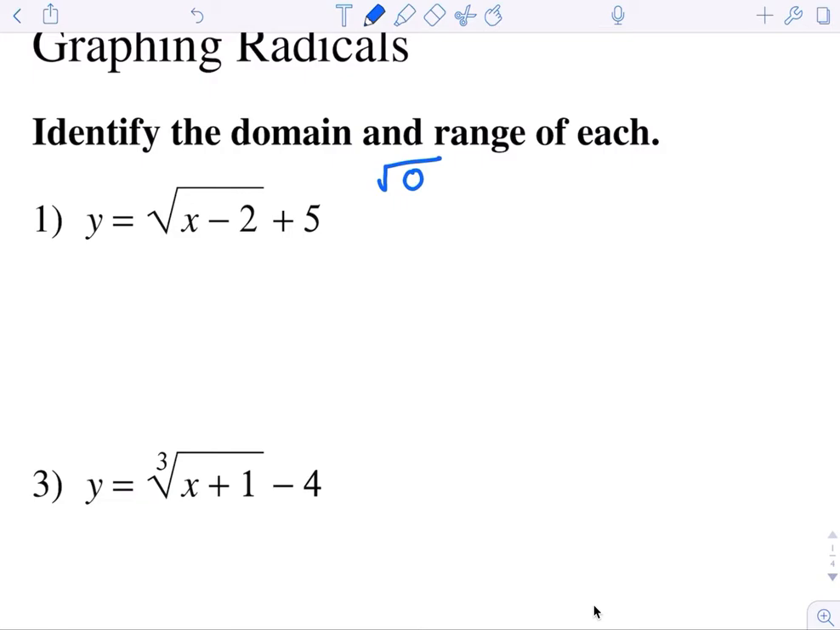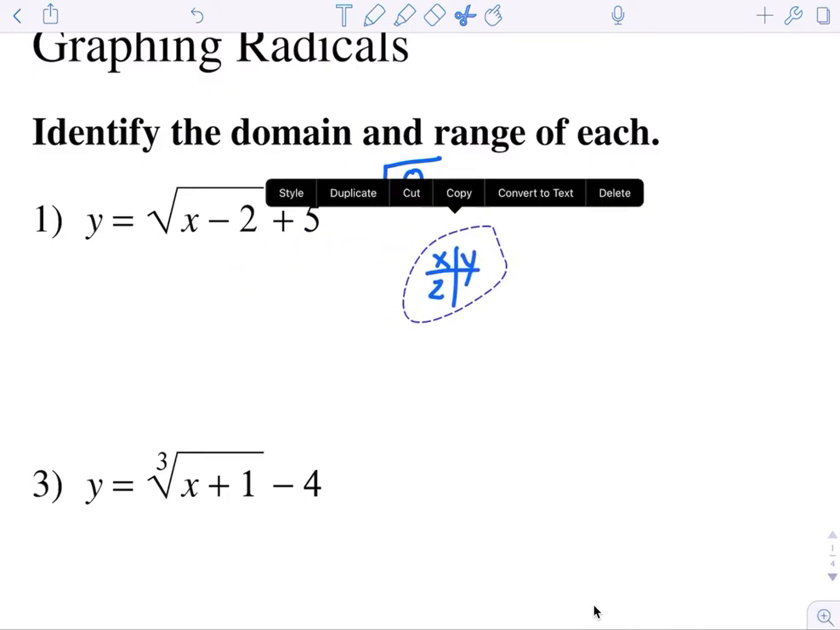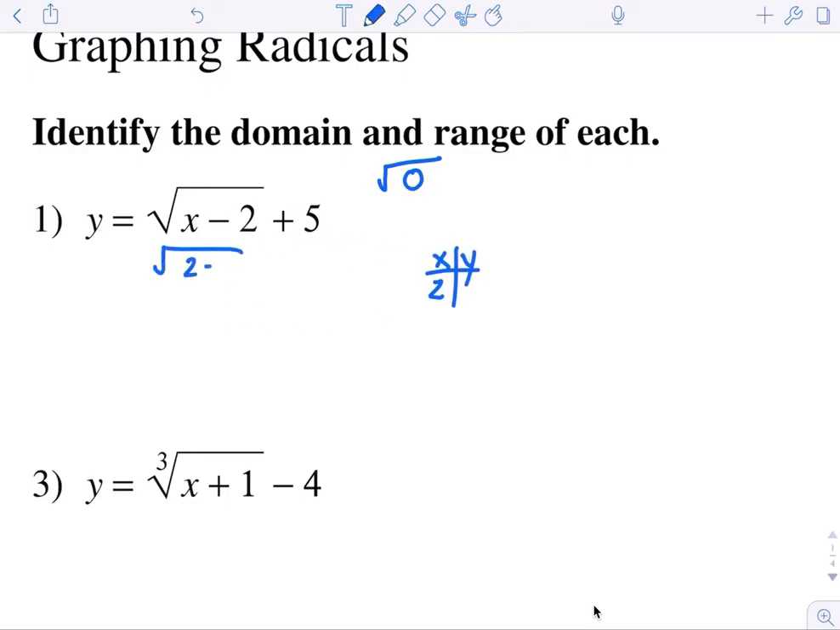So, basically, I'm just going to make a miniature XY table. For starters, I know that if I plug in 2 into x, then we're going to get a square root of 0 on the inside. So if you plug in 2, this is going to be 2 minus 2 plus 5. Well, 2 minus 2, you guys, is 0. So square root of 0 plus 5. Square root of 0 is 0 plus 5, and that's just going to be 5. So 2 comma 5.